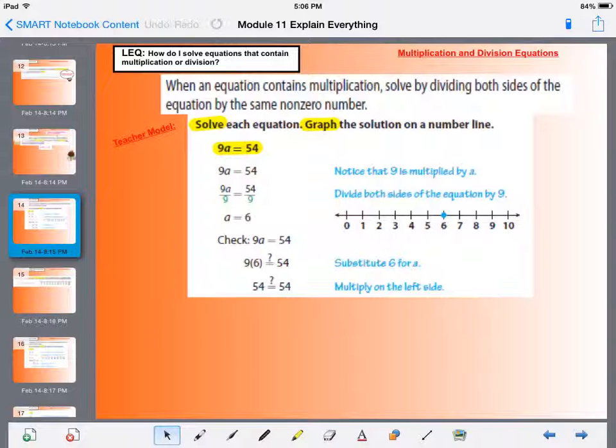Now when solving an equation involving multiplication, we're going to do the inverse to solve for the variables. So in this equation, 9a equals 54, we're going to divide both sides by 9 so that we can solve for a. In this case, 54 divided by 9 is 6. When we check, 9 times 6 is 54, and so we graph that, and a equals 6.